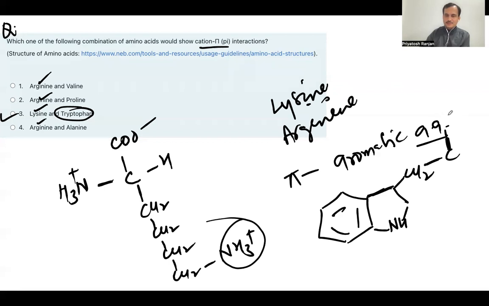I hope I'm not making any mistake while drawing these structures. I'm talking about these interactions, right? Cation-pi interactions. So you will find some sort of interactions between these, which helps in the stabilization of the three-dimensional structure of the protein molecule.